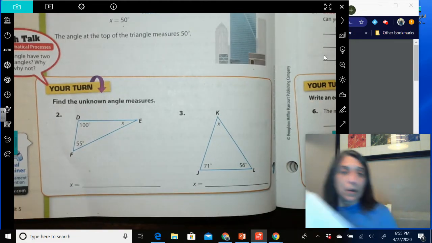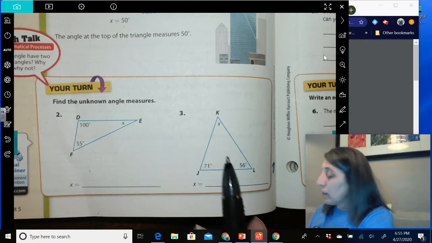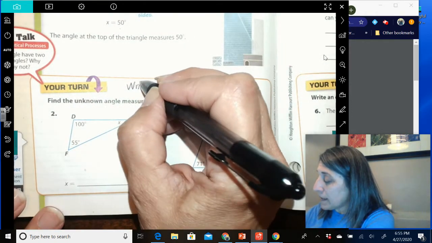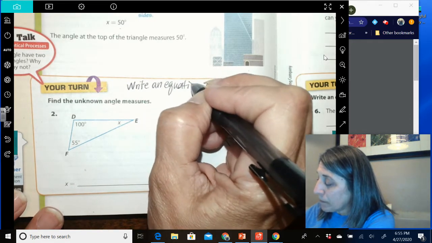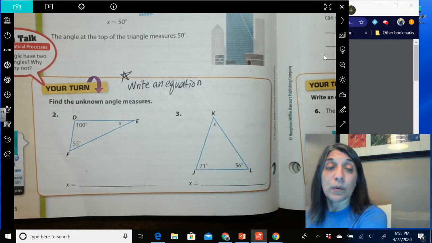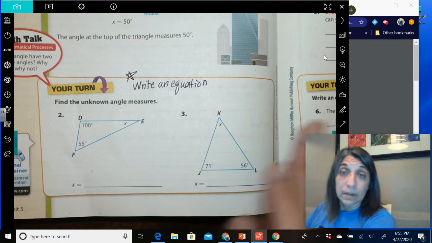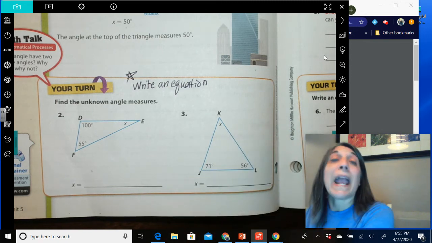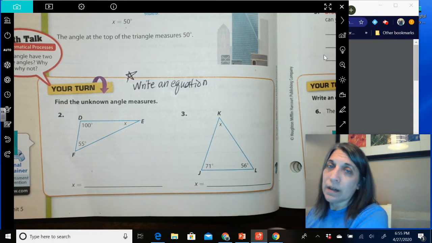All right. So find the unknown angle of measures, but I also want you to write an equation first. The whole reason that I'm even introducing you guys to Module 15 is to show you that you can write equations for anything involving missing angles, and they get kind of complicated. Triangles are a really easy way to start.